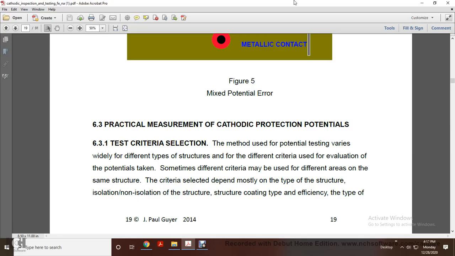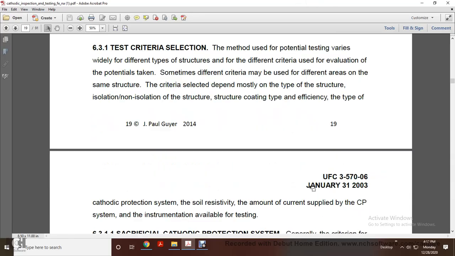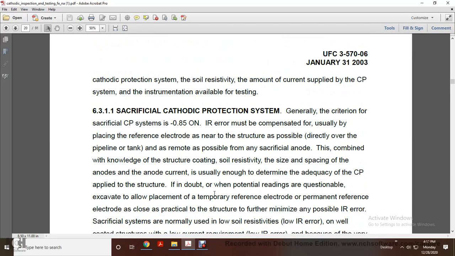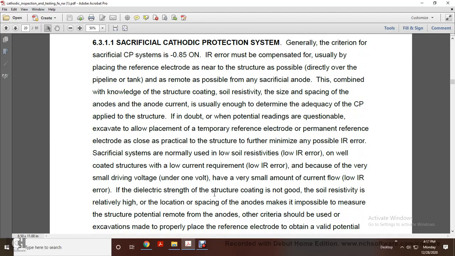The criteria selected depends mostly on the type of structure, isolation or non-isolation, structure coating type, type of cathodic protection system, soil resistivity, amount of current supplied by the CP system, instruments available for testing, and sacrificial cathodic protection system. The criterion for a sacrificial cathodic protection system is negative 0.85 on, with IR drop compensated, with placement of the reference electrode as close to the structure as possible, directly over the pipeline or tank, or as remote as possible.